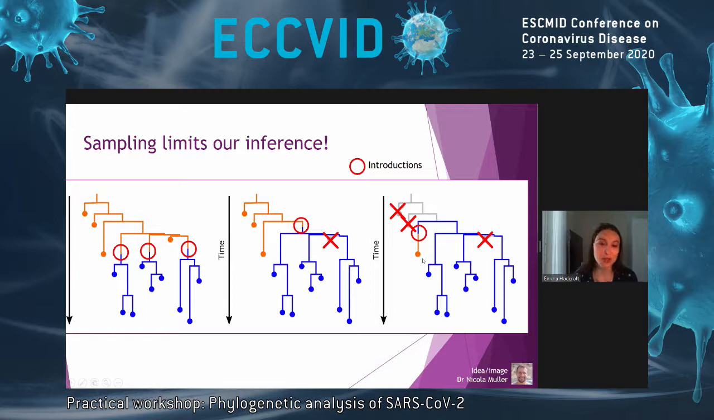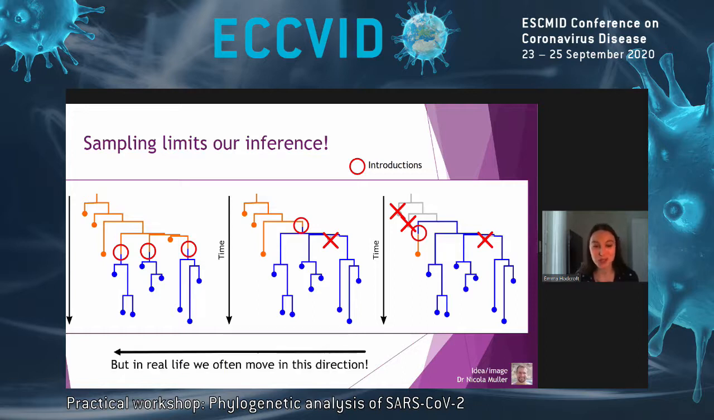Now, of course, the reason that we really need to be cautious is that I've shown this in this direction because it's a little easier to follow. But in real life, we're usually moving in the other direction. We start out with much less information, and as time goes by, we get more samples and we can become perhaps more confident in our reconstructions. But particularly when we start getting sequences from a particular time point or particular country, we're often in this scenario where we might be missing quite a lot.